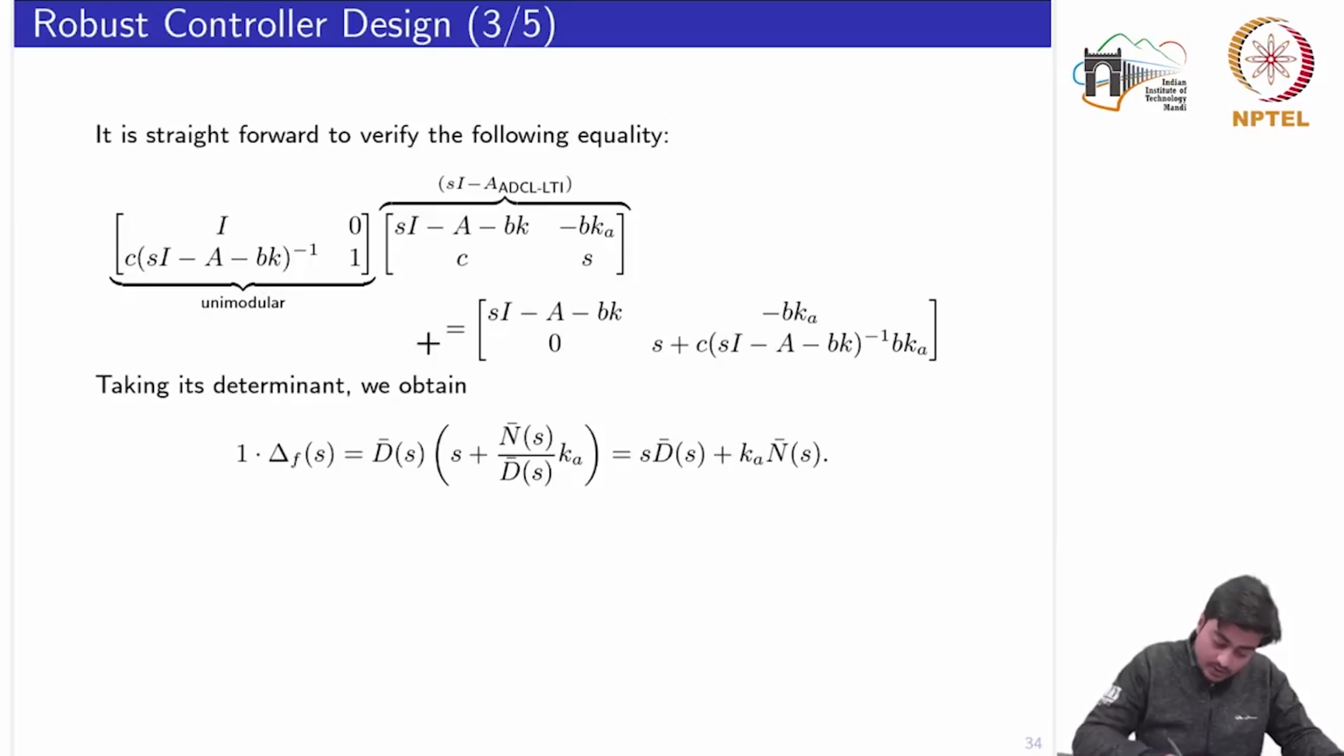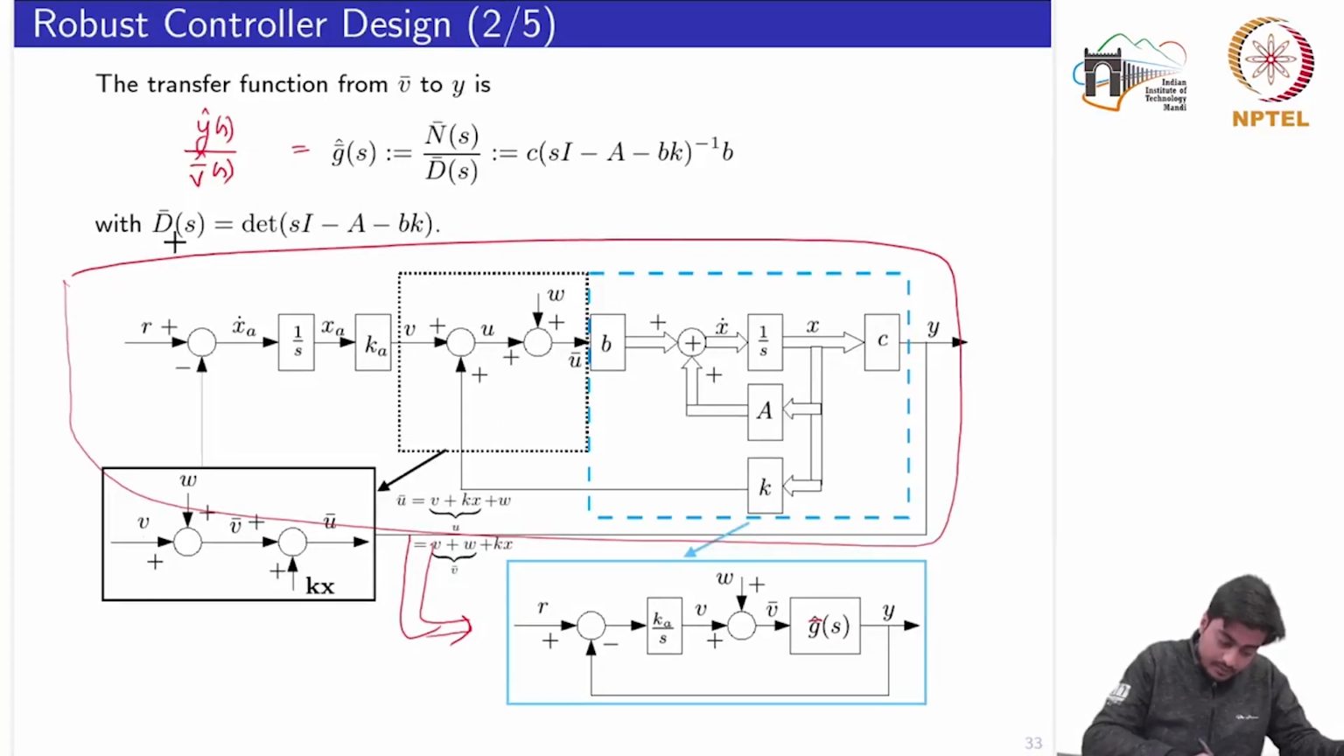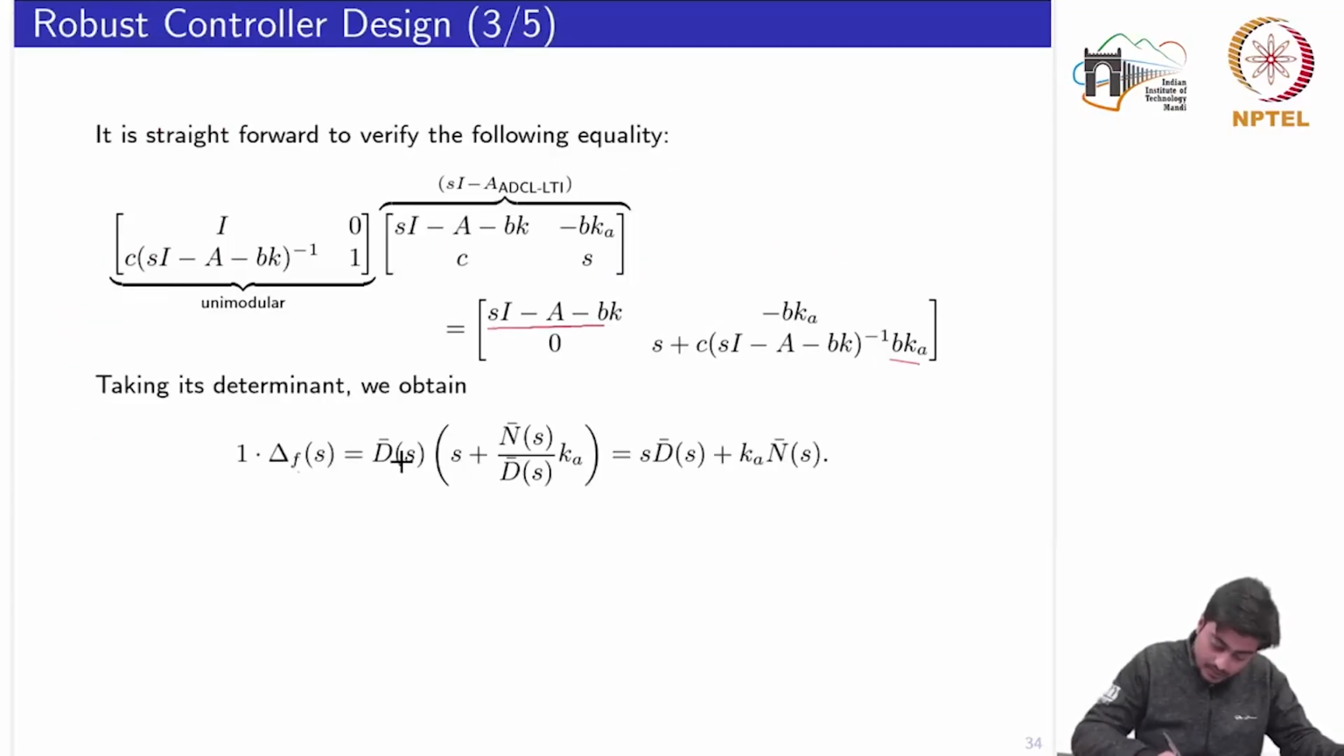The determinant of this one would be this polynomial delta, which is the characteristic polynomial of the closed loop feedback. Now since this is again an upper triangular matrix, I can write it as the determinant of this one times the determinant of this one. You see that the determinant of this one is nothing but D bar hat from here. D bar s is equal to the determinant of this one. Okay.